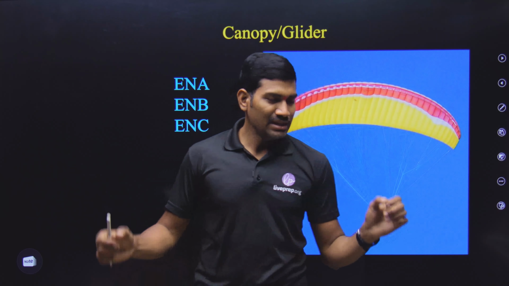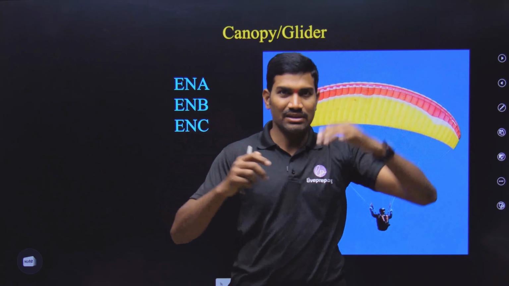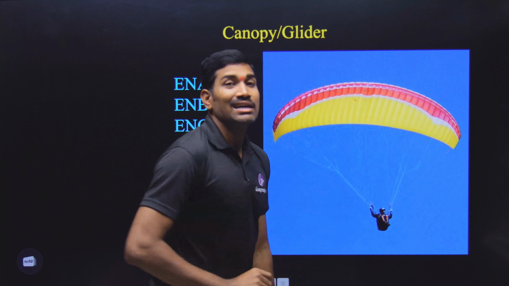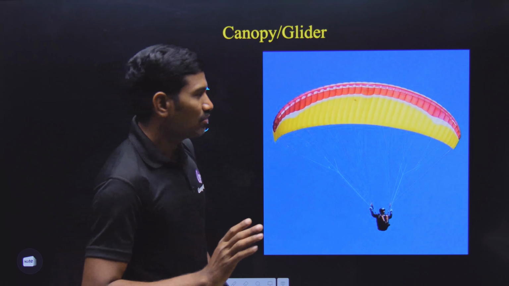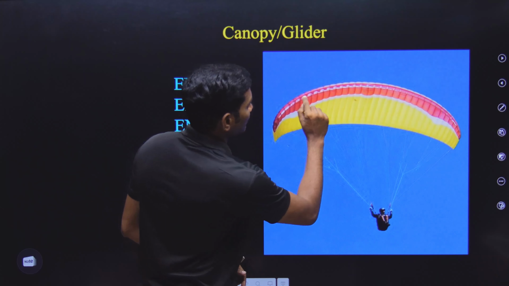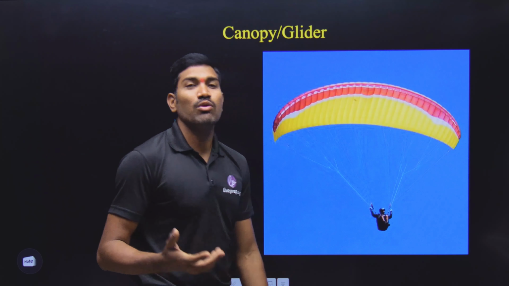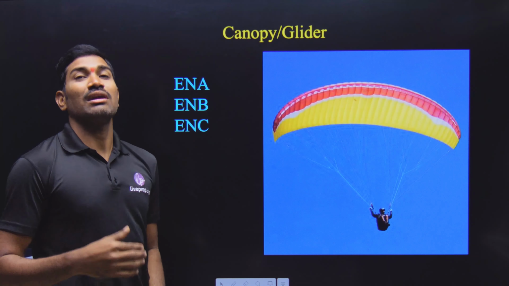Here, the pilot is like this, and the canopy is like this. For this canopy, this side is the leading edge, and this side is the trailing edge. Now, if you see this particular diagram carefully, here you can see small openings. And what are these openings called? These openings are called cells.